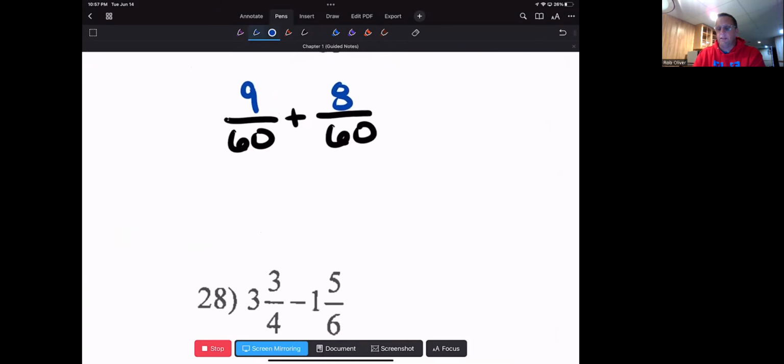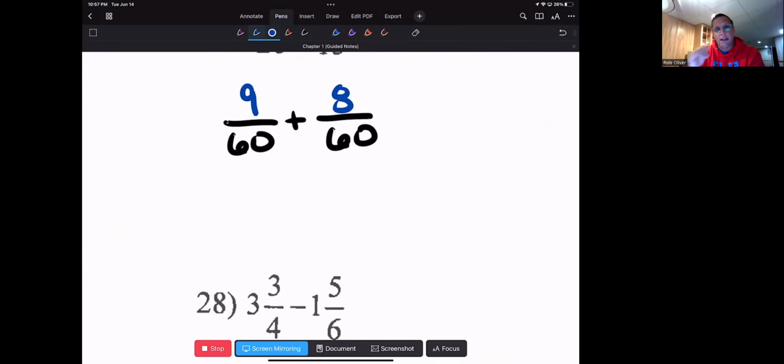And now everything is exactly the way we need it, because you cannot add fractions unless the denominators are the same. They have to be like. And so there we have it. 9 plus 8 is 17/60.